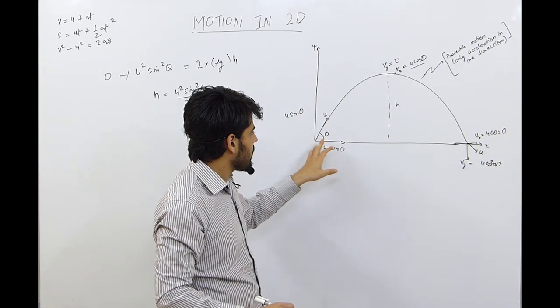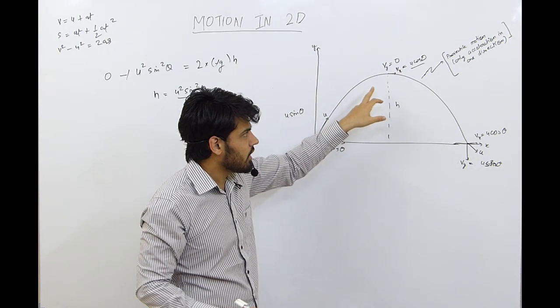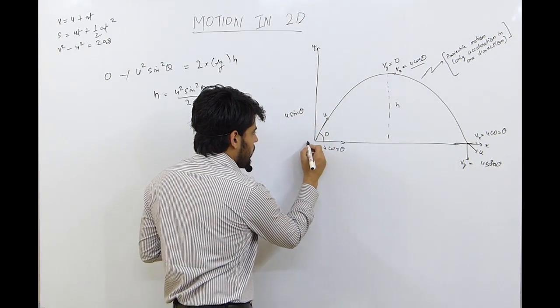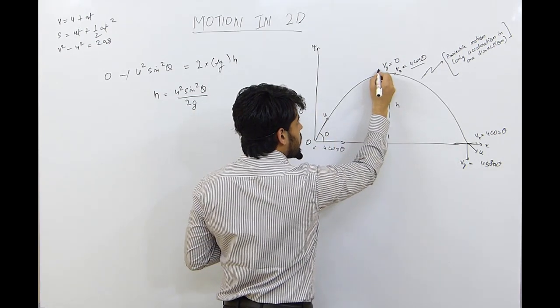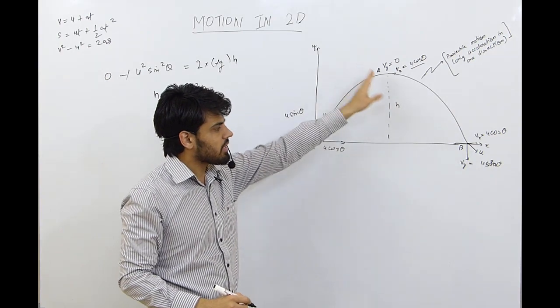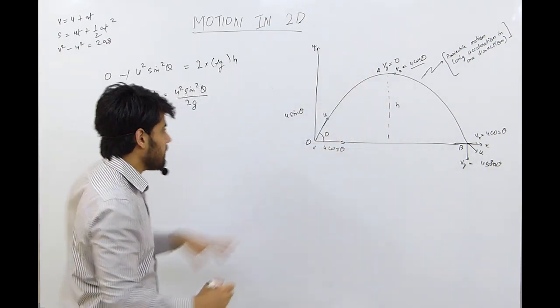So first of all, we will calculate the time taken, because the time taken in the ascent direction will be the same as the descent, from O to A to B. The time taken from O to A will be the same as the time taken from A to B. If we calculate the time from O to A, then we will double the time.